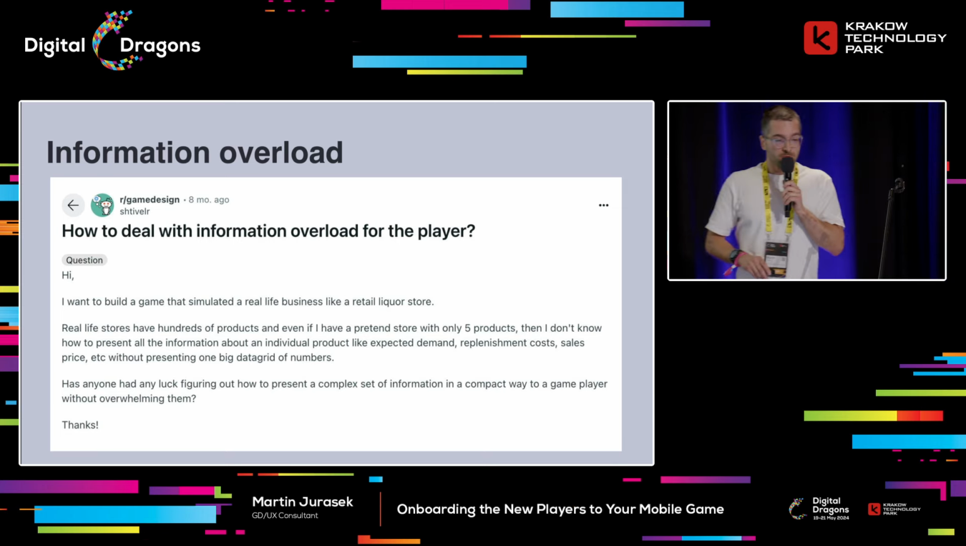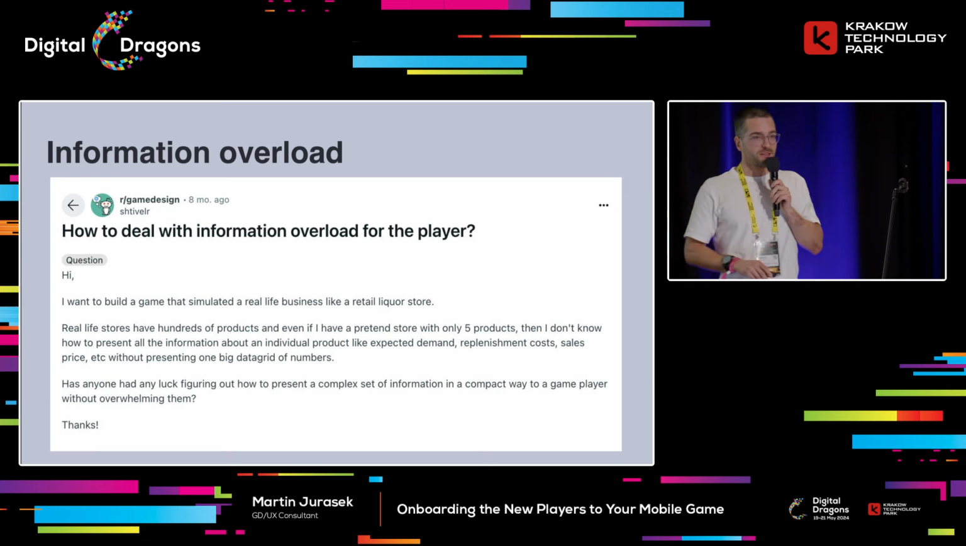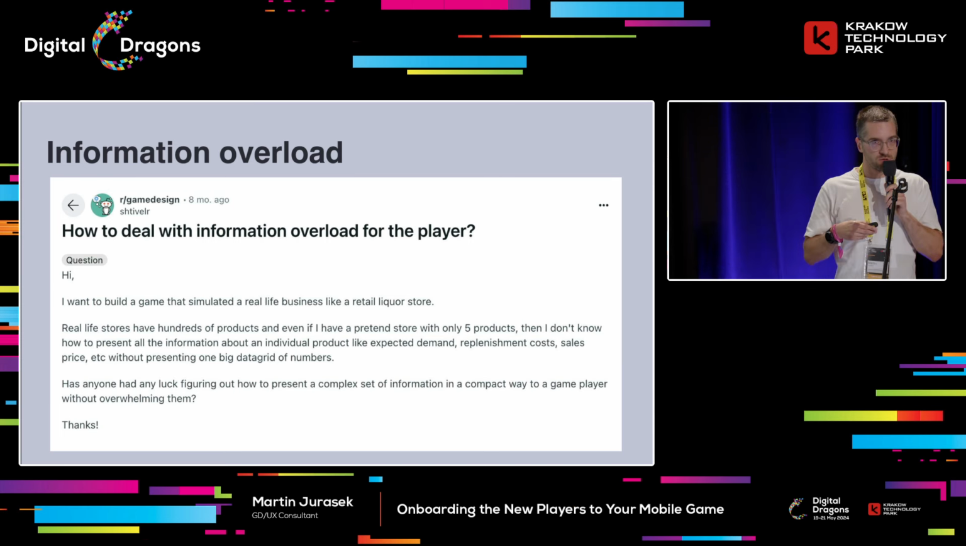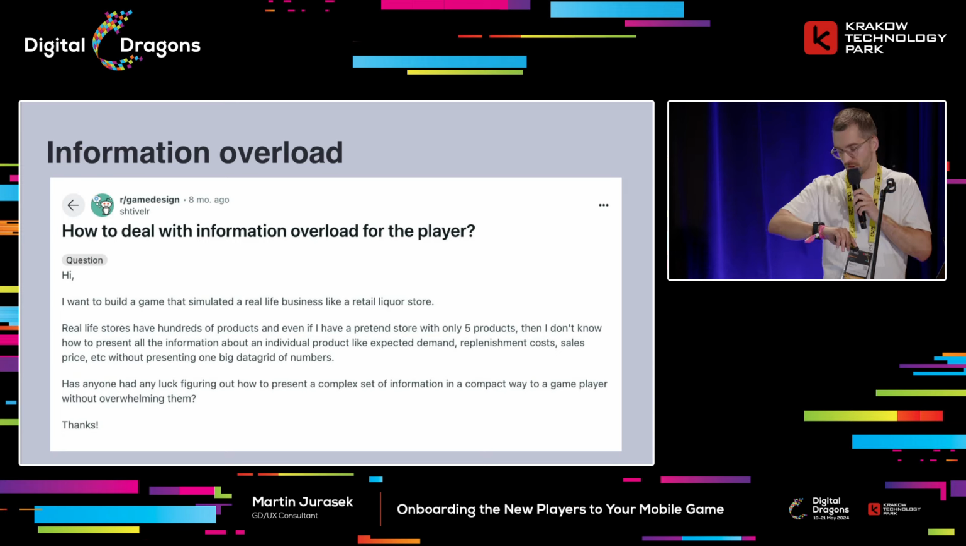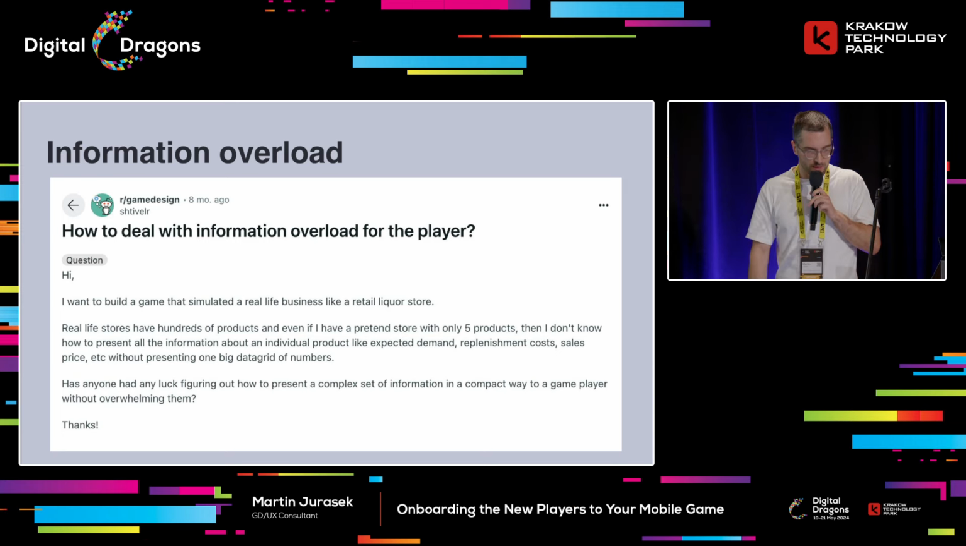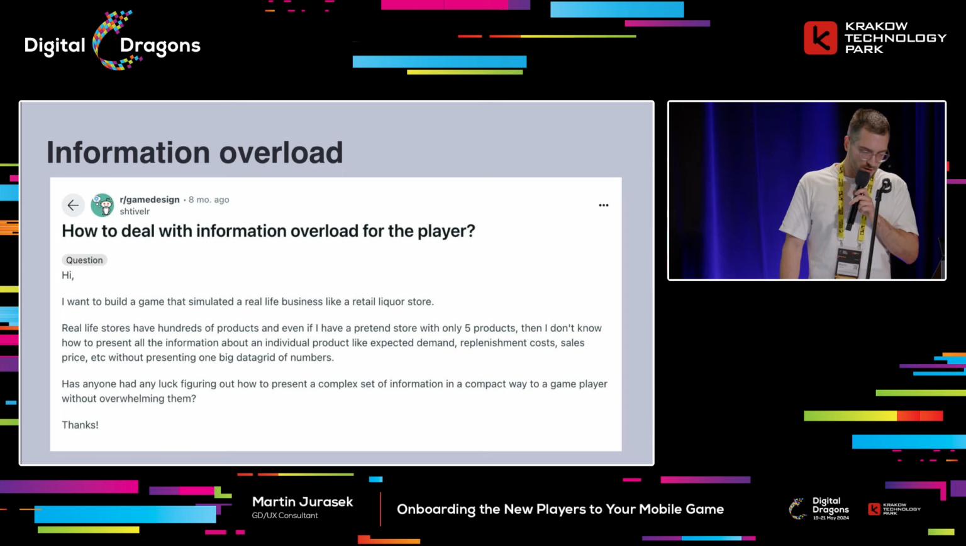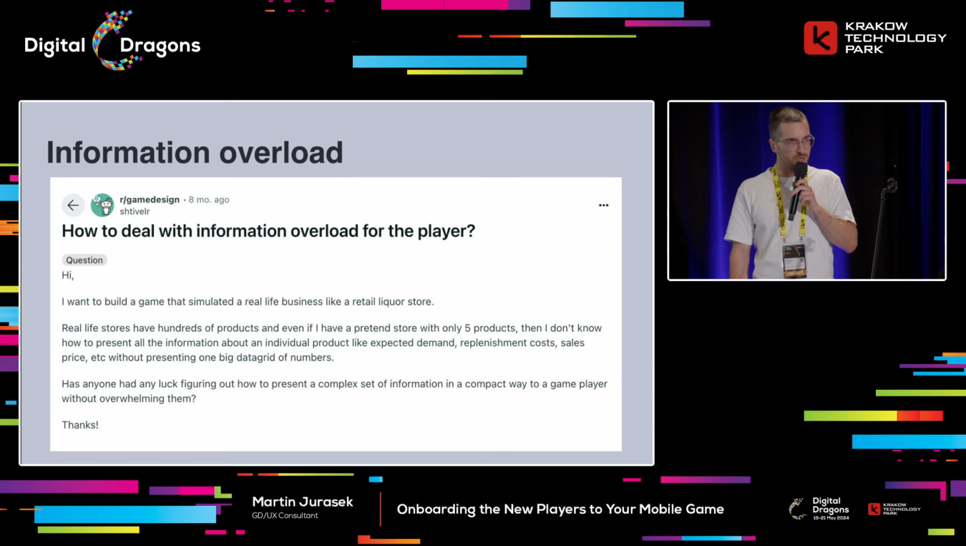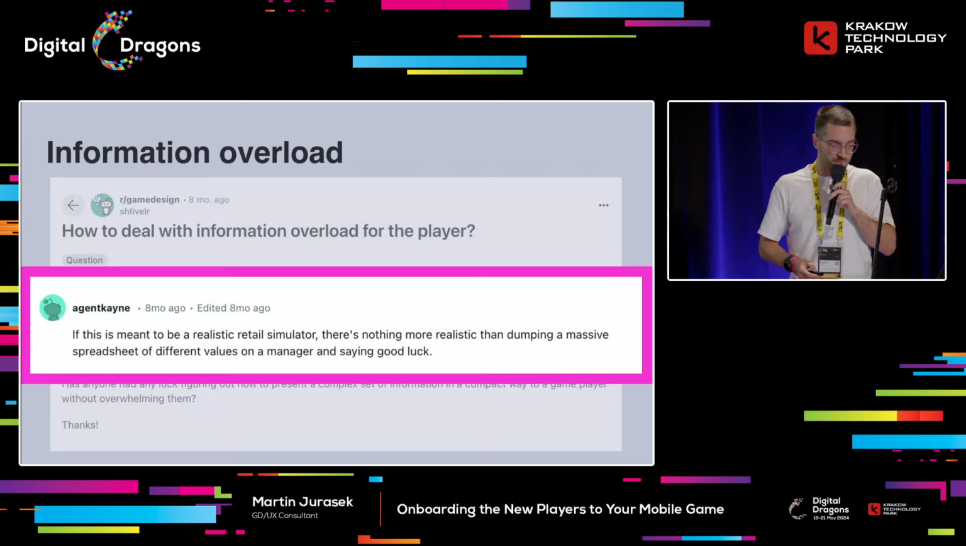So, information overload, and that's a paradox that I'm talking about it, because I already probably said too much information to you right now, and maybe I'm still going to continue for 10 more minutes. So how to deal with information overload? A guy wants to build a game that simulates a real-life business, like a retail liquor store, and he thinks that it's really overcomplicated, and he is aware that information overload exists. What is the solution to it?